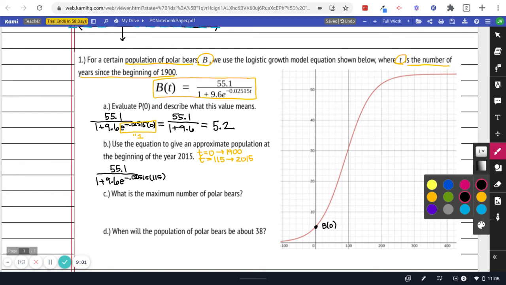Now, if I'm going to do that in my calculator, I'm going to do it in chunks. I'm going to do 9.6 e raised to the negative 0.02515 times 115, right? So if you're doing that with me, if you punch that into your calculator, you know what?